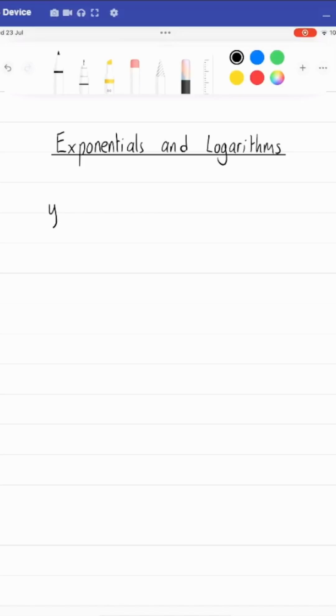This is lesson 14 of AS Pure Mathematics. Today's topic is exponentials and logarithms. An exponential is a function that increases or decreases rapidly and approaches positive or negative infinity. This is how they are expressed.